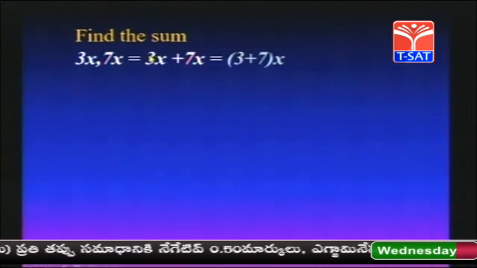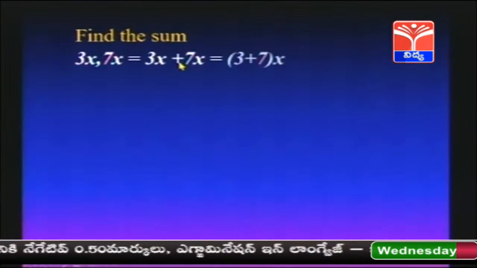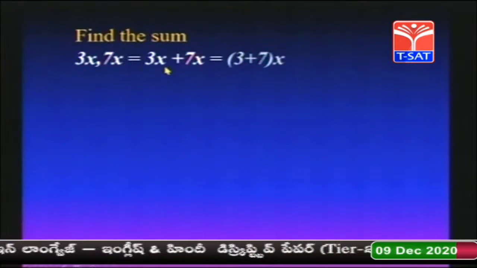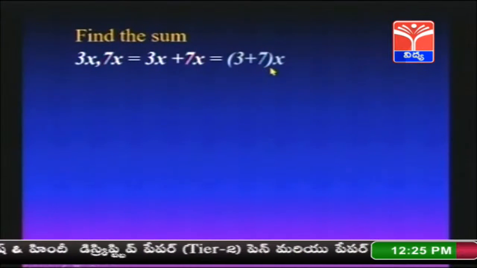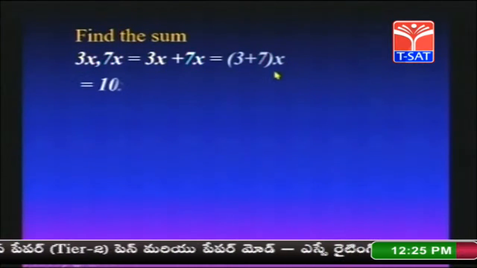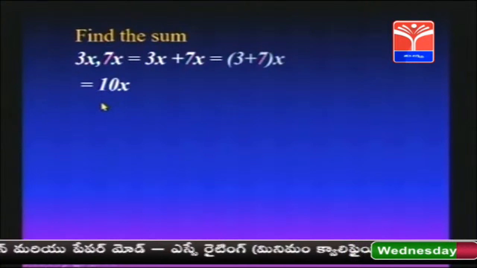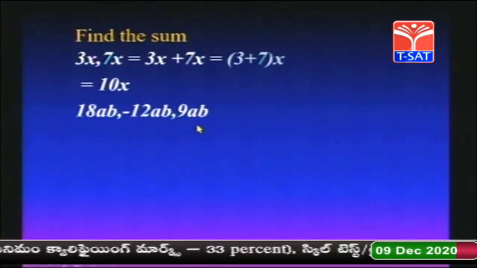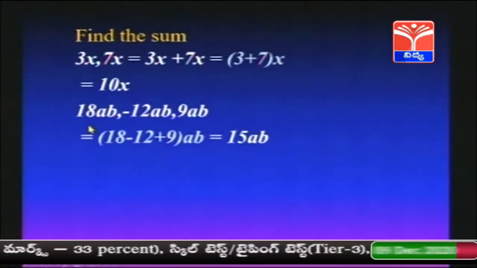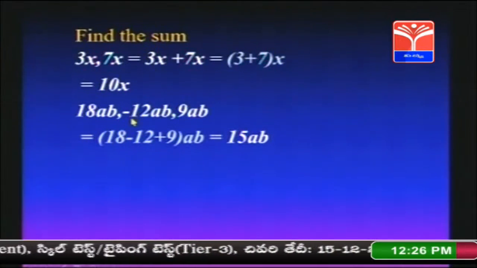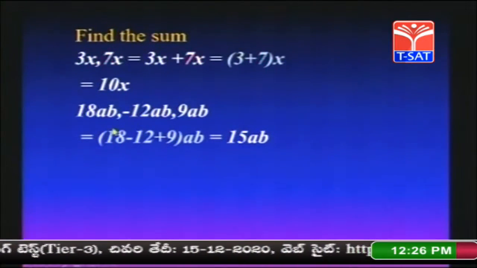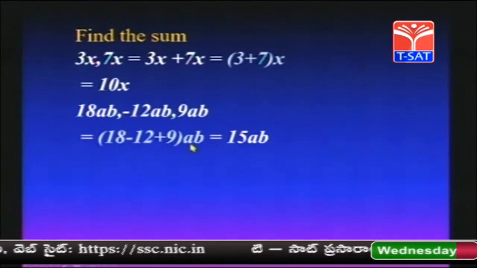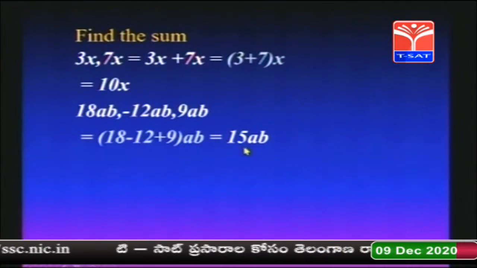If you want to find the sum of these two, we will add only the coefficients of the given terms. So here it is 3, here it is 7. So 3 plus 7 times x is equal to 10x. Next one, 18ab minus 12ab plus 9ab, here the coefficient is 18 minus 12 plus 9. Add these 3 coefficients and ab as it is. If you add, we will get 15ab.